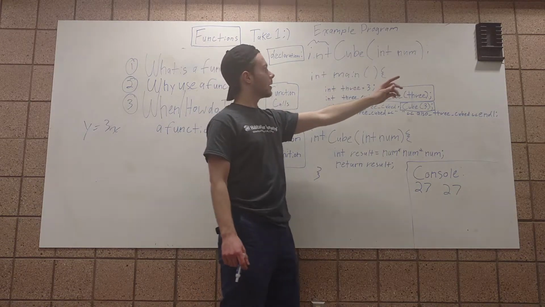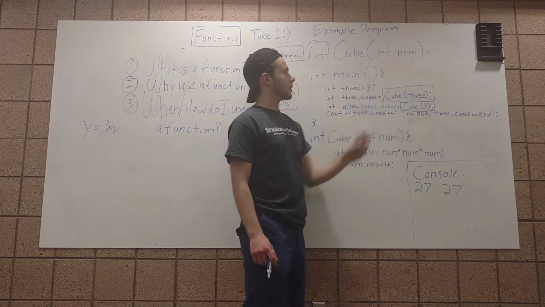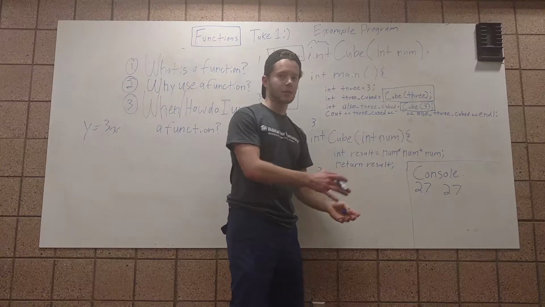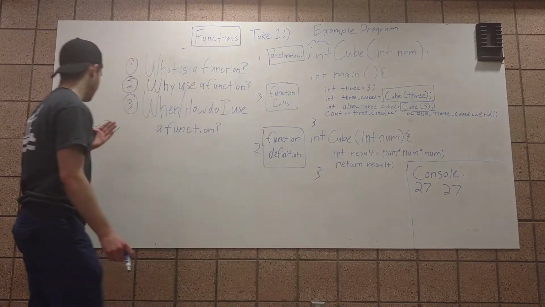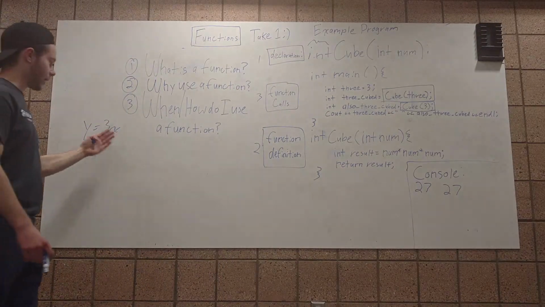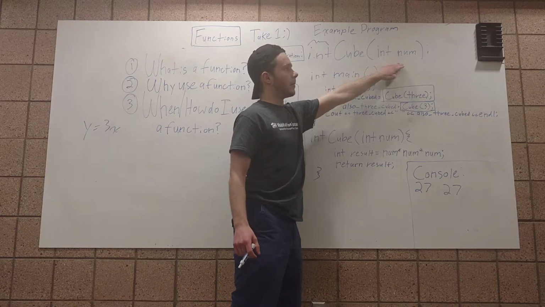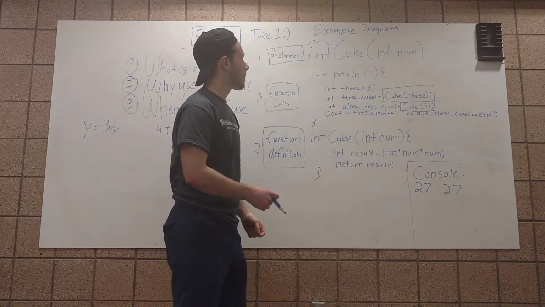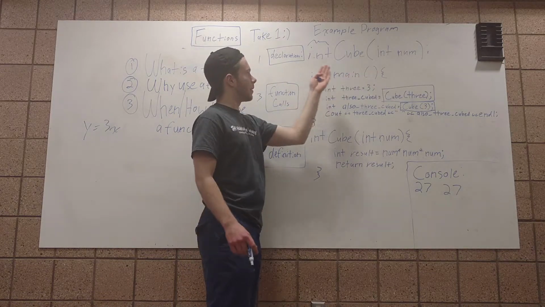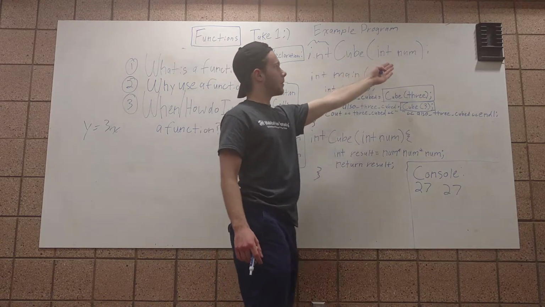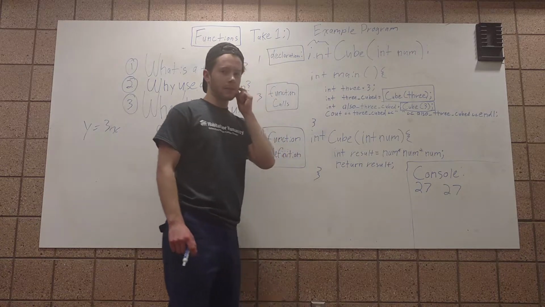Part number 3 is the input. So this is what I'm inputting to the function. So this is like x in this mathematical equation. So we're going to call this input num. It's just going to be some number. So that's the declaration, 3 parts: the return type, name, and input parameter.